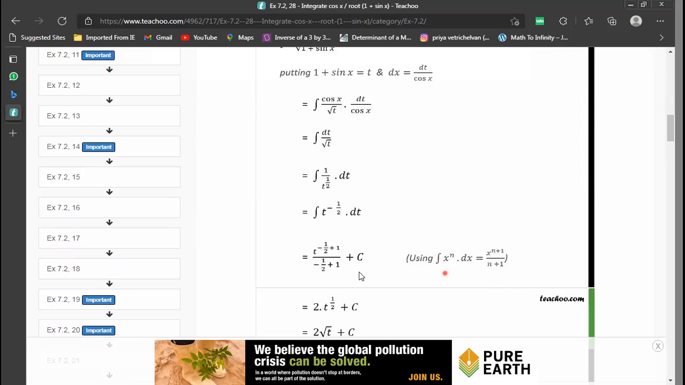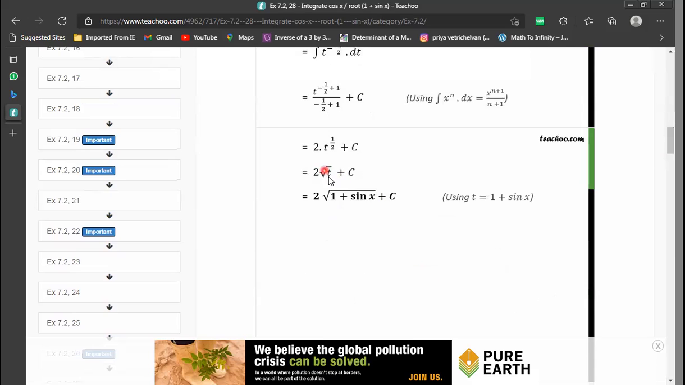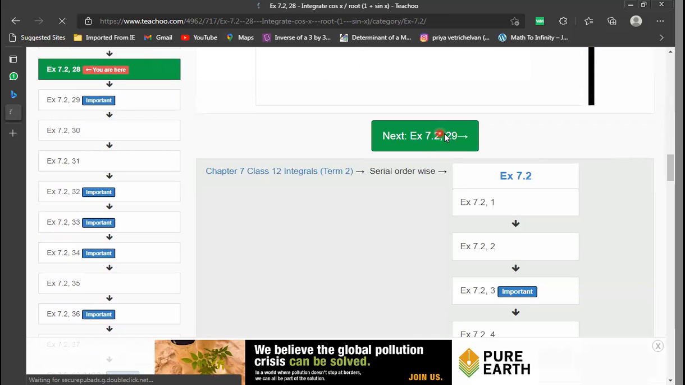Using the power rule, it becomes t power minus 1 by 2 plus 1 upon minus 1 by 2 plus 1, which is t power 1 by 2 upon 1 by 2. 1 by 2 in the denominator gives a factor of 2 here. So what is t power 1 by 2? It's root t, and root t is nothing but 1 plus sin x. That's it.